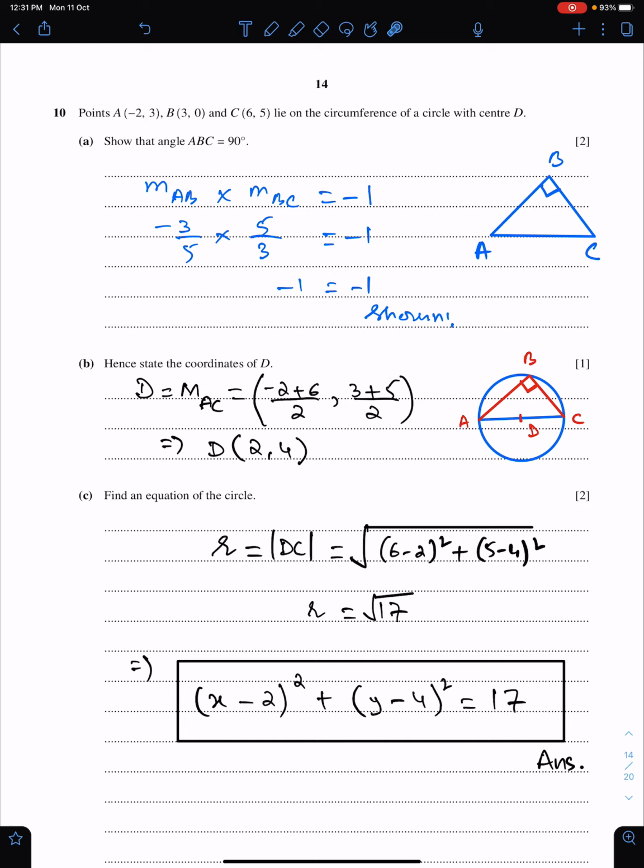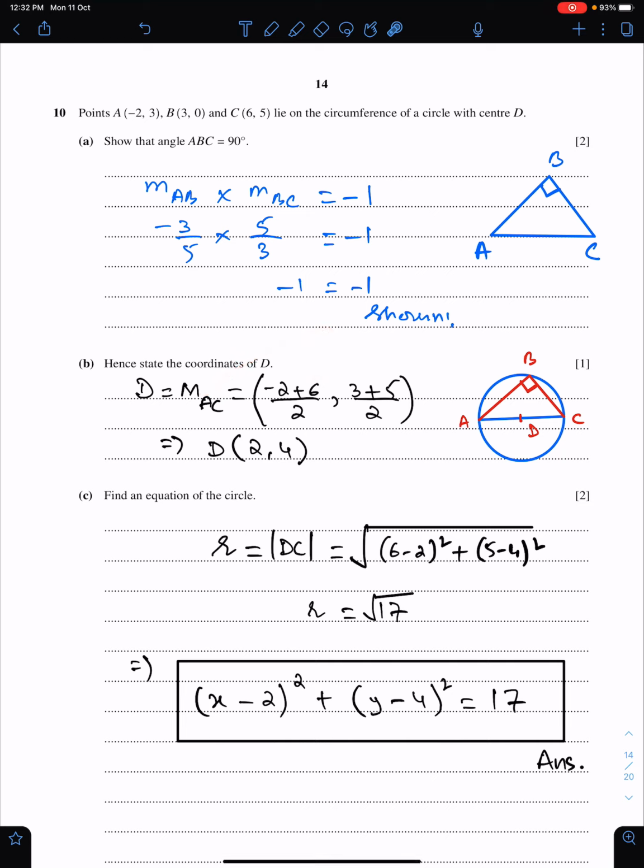And according to the angle properties of a circle, when this angle is 90, then AC is the diameter, because of the right angle in a semicircle. Since AC is the diameter, therefore D is the midpoint of AC and D is the center. D is the center of the circle and at the same time D is the midpoint of diameter AC. So we have got the coordinates of D by finding the midpoint of AC.